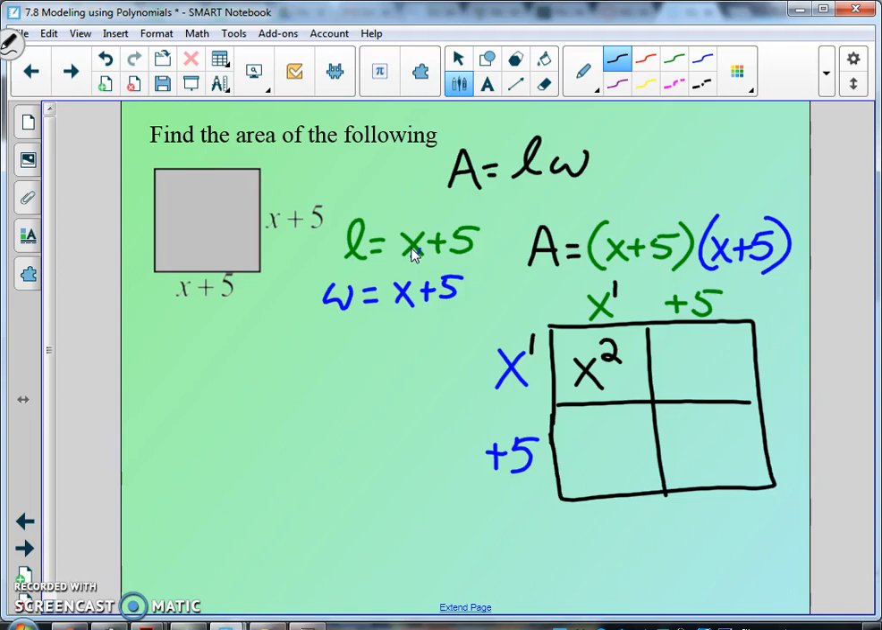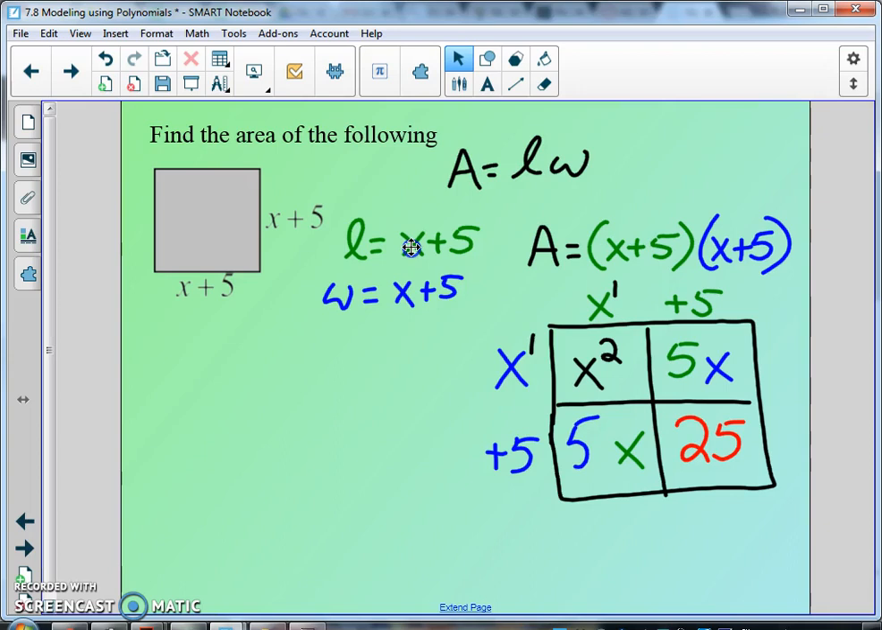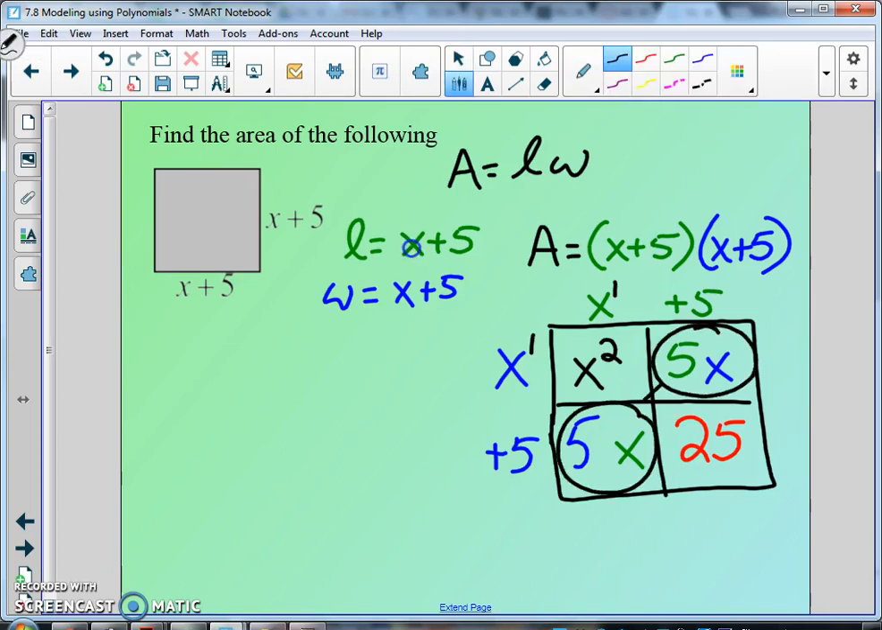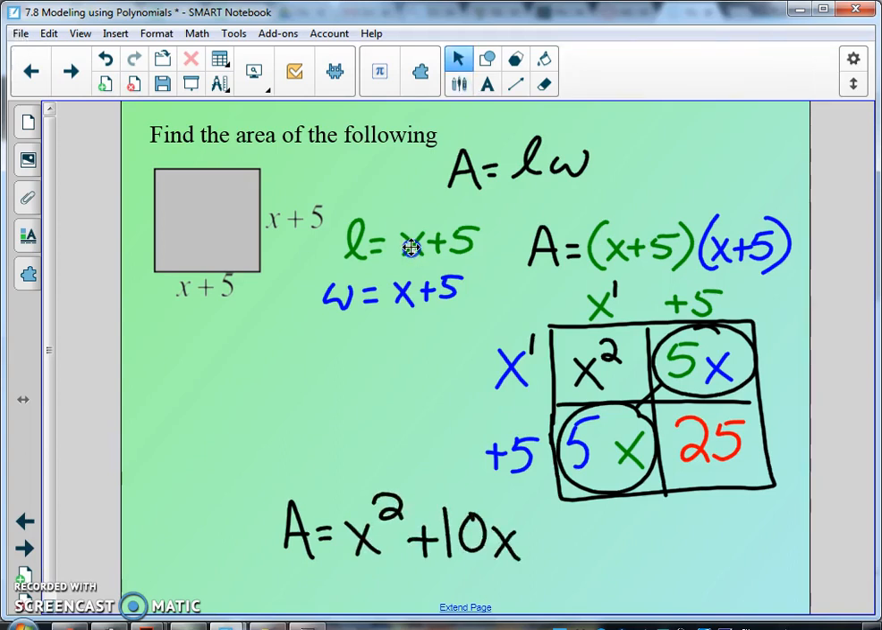X to the first times 5 would give us 5x. 5 times x gives us 5x. And then, of course, 5 times 5 would give us 25. From that, we look at our diagonals. Again, we see for our diagonals that it sure looks like 5x and 5x. They're not only like terms, they're the same terms, so we can combine them together. And our area then would just be equal to x squared plus 10x plus 25.